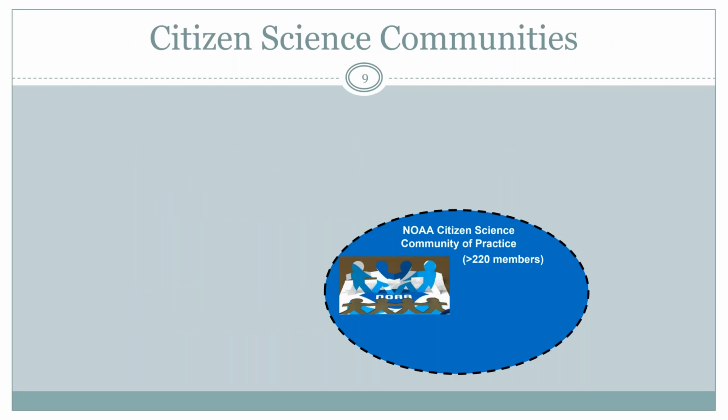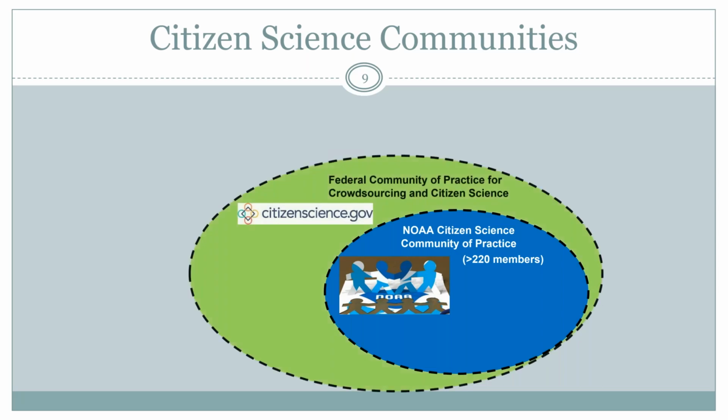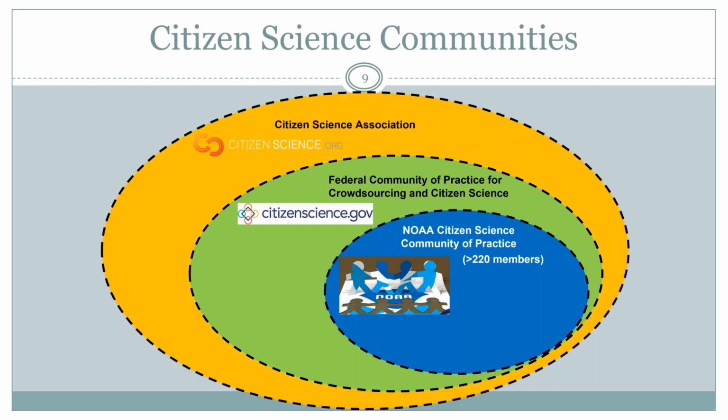Previous to 2013, there was a lot of citizen science going on within our agency, but there was no coordination group. So in 2013, we started a community of practice here for NOAA staff who are working or interested in citizen science. It's grown to over 220 members. And shortly after we started our NOAA community, a federal community of practice came into creation that involves now over 60 agencies and 400 members of the federal workforce. And we'll talk about the website, citizenscience.gov. And then 2015, a field-wide citizen science association started and has grown rapidly.